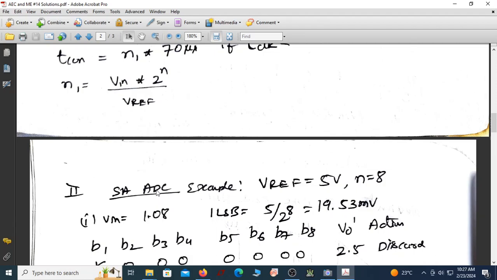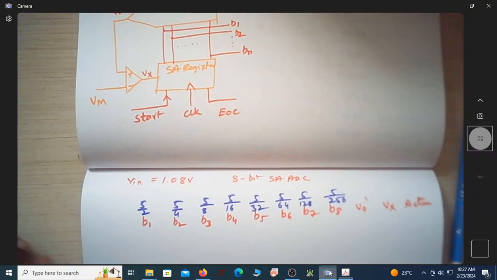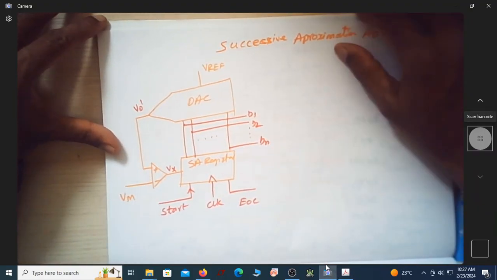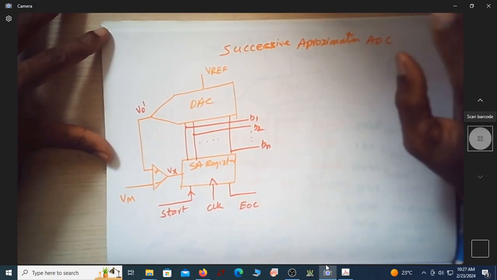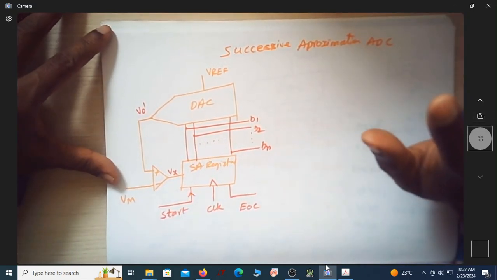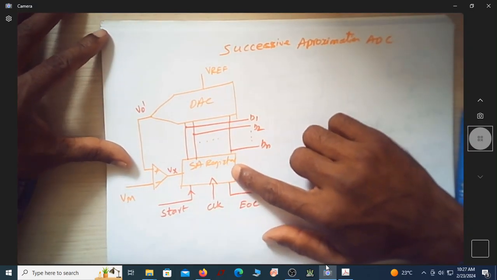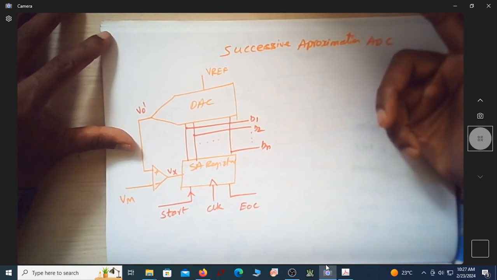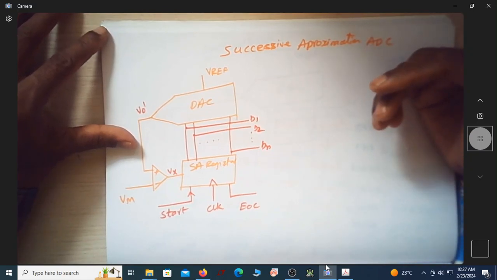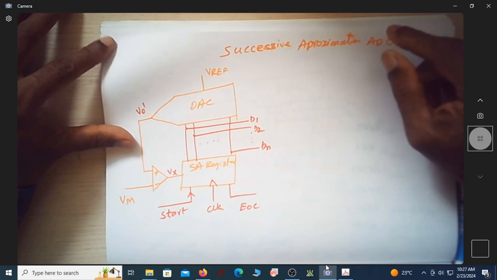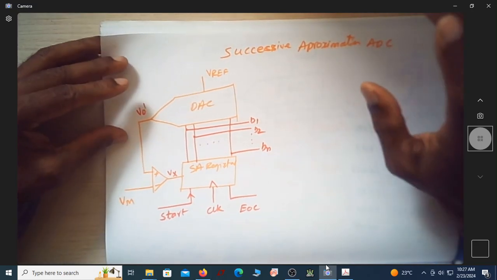We are asked to find the value of the digital output for an input voltage of 1.08 volt with a successive approximation type of ADC. This is also a DAC based ADC, but the increment of the counter will not happen one by one. That is, it's not starting from 000 to 111 with an increment of 1 LSB. It happens in a totally different fashion.